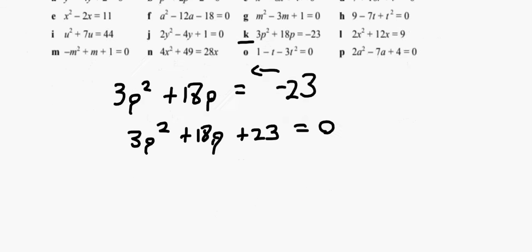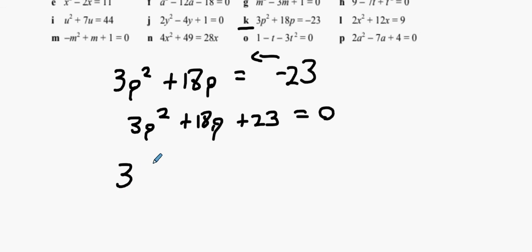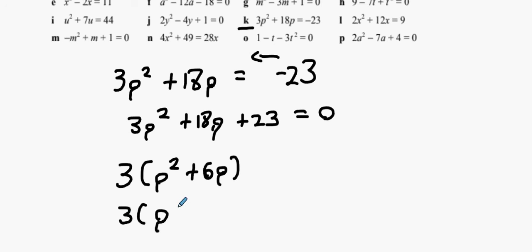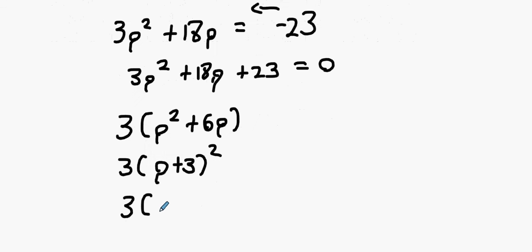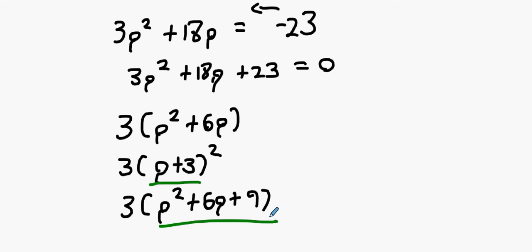Now, what do I do next, lads? Take out the 3 and what am I left with? P squared plus 6p. What do I do with the 6p again? Half it, and I do this, don't I? Yeah. Then what do I do? Multiply that out. Is everybody happy that that is the same as that, yeah? Multiply it out again, what do I get? 3p squared plus 18p plus, I don't want 27, I want 23, so what do I do?